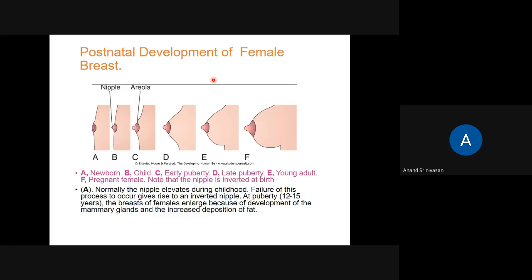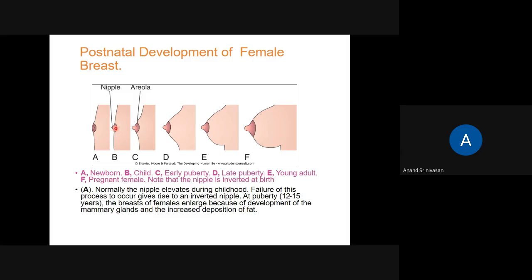to diagnose whether the child has primary amenorrhea due to a cause lying in the pituitary or in the ovary, or it is just a delayed onset of menarche. Some children might have a delayed onset of menarche, so you need to look into the secondary sexual characters as well. So these are the different stages.